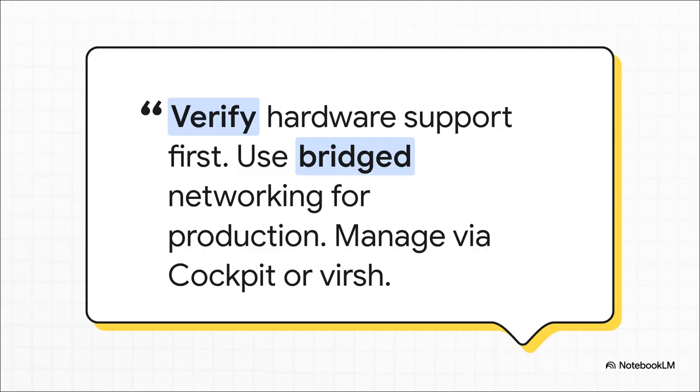So look, if you forget everything else from this explainer, just remember this one thing. This is the golden rule of KVM. Number 1, always verify your hardware works first. Number 2, for any real work, use bridged networking. And number 3, manage your stuff with either the simple Cockpit interface or the powerful virsh command.